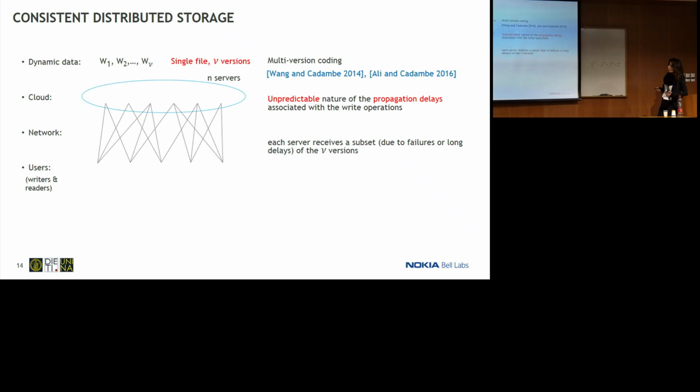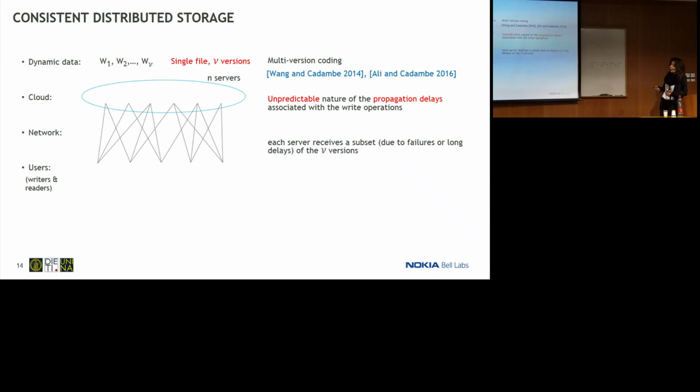Okay, so now essentially what we have here is that due to the unpredictable nature of the propagation delay associated with the write operation, what could happen is that, given this setting, each server could receive an arbitrary subset of the new version of the file. In the following, we are just going to focus on a single file. This will not bring any loss of generality.